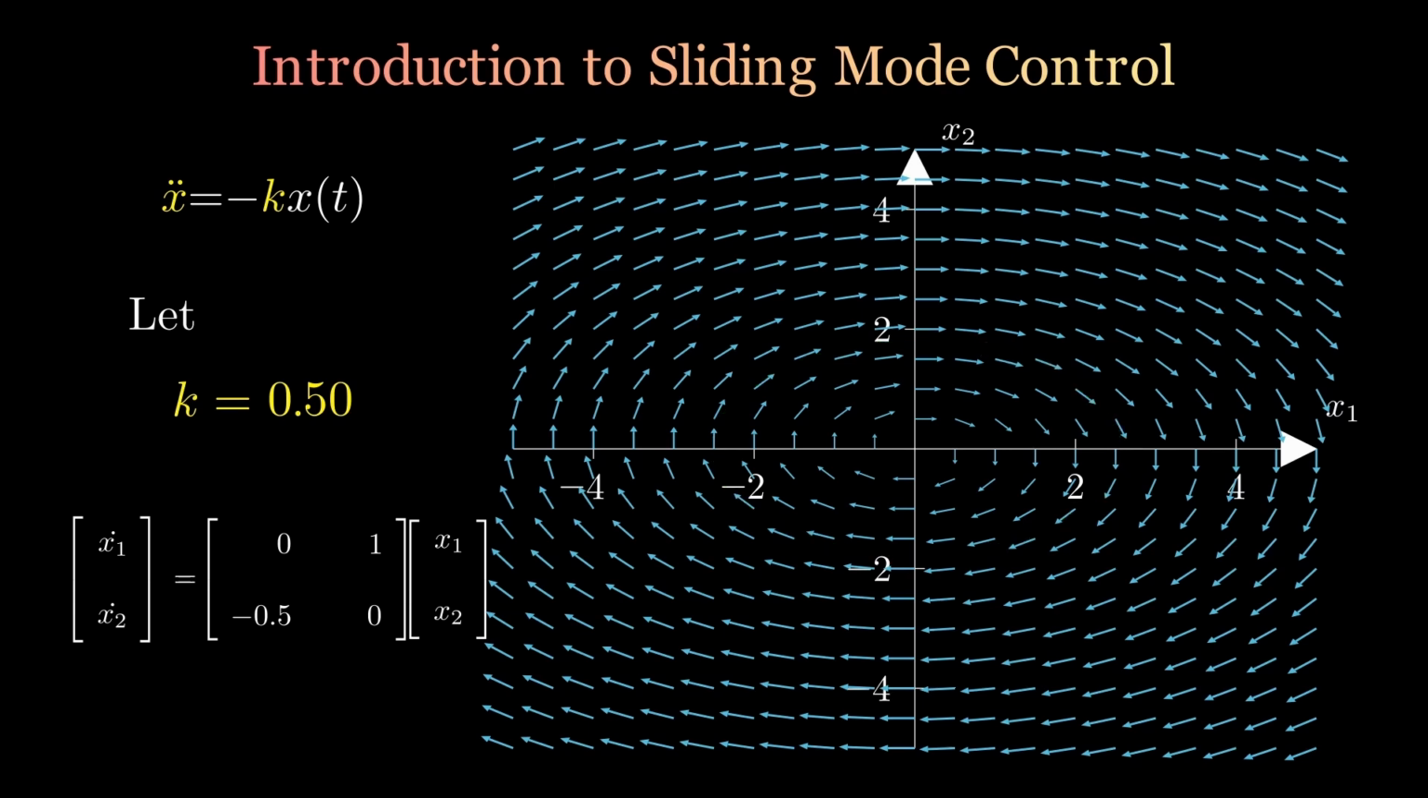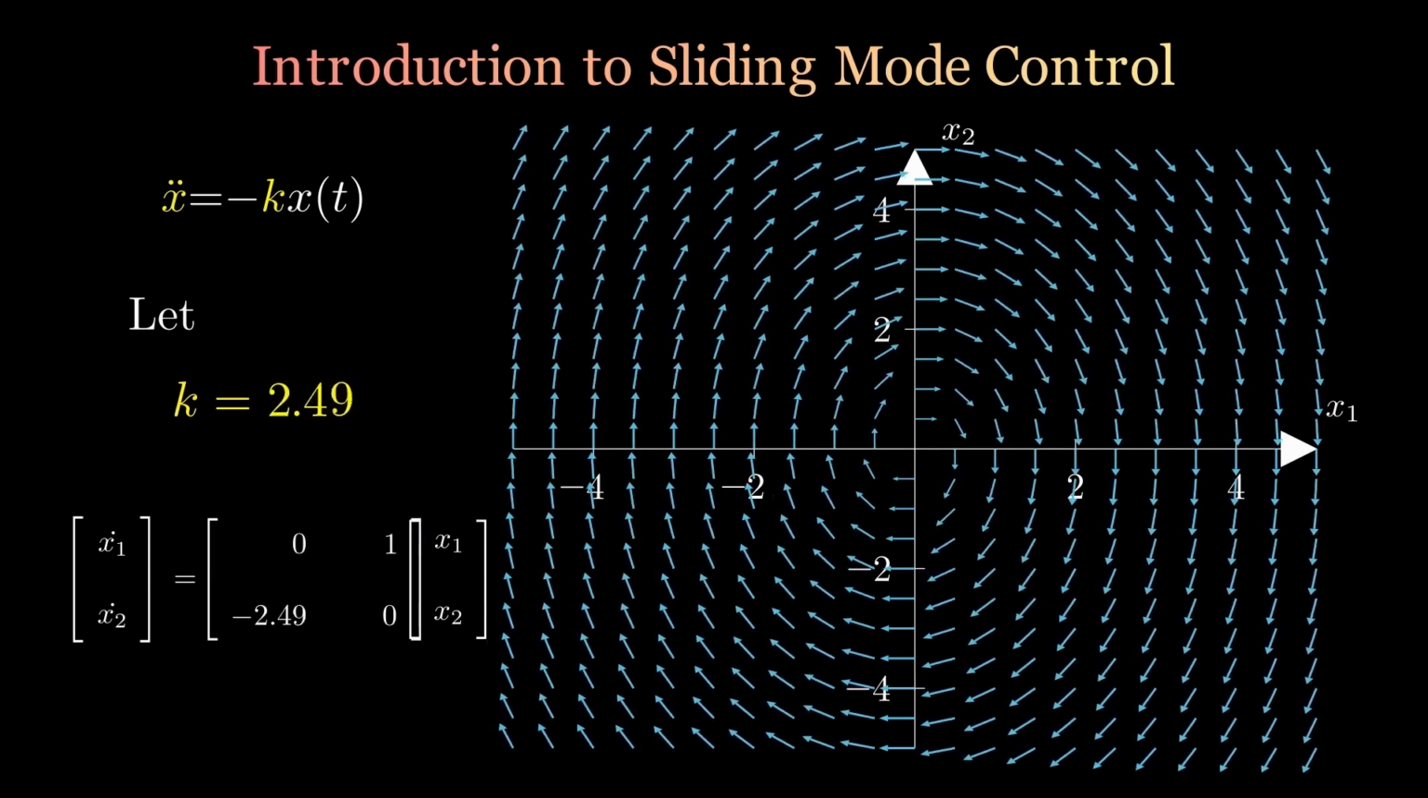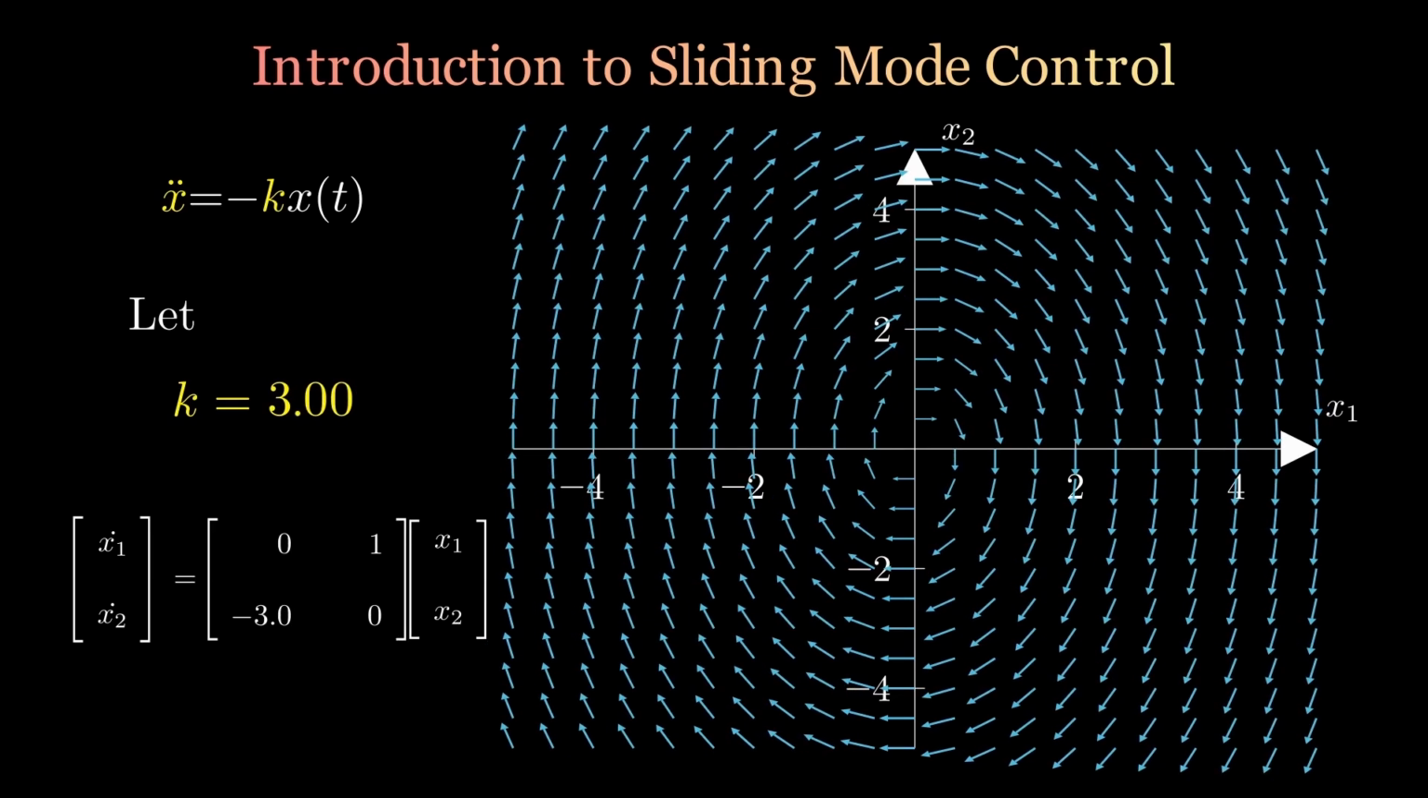Let us now change the value of the gain k to be 3, just for the sake of this example. We can see now that the evolution of the system has changed to be a vertical ellipsoid encircling the origin. As in the previous example, it can be said that the system is not asymptotically stable.